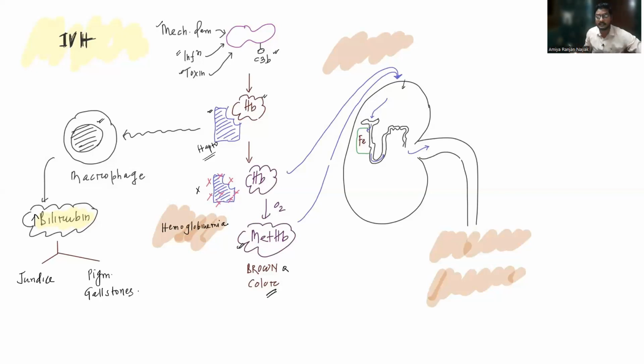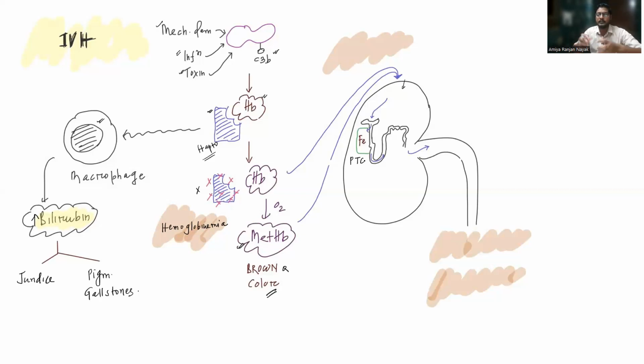Hemoglobinemia. That is hemoglobinemia. Okay. So now free hemoglobin and met hemoglobin will go to the kidney. They will be filtered through the glomerulus. But some of those hemoglobins will be reabsorbed in the proximal tubular epithelial cell. And because these cells take up the hemoglobin, they will reabsorb some of it.